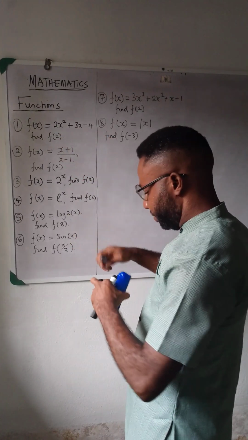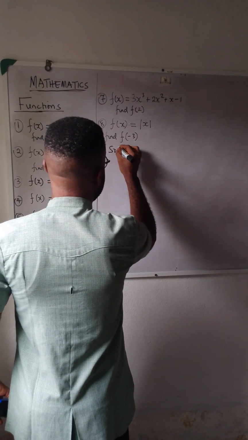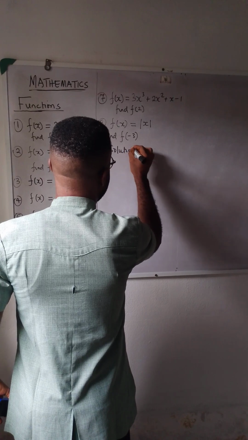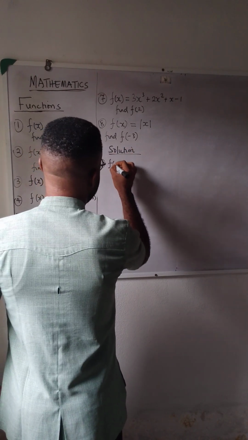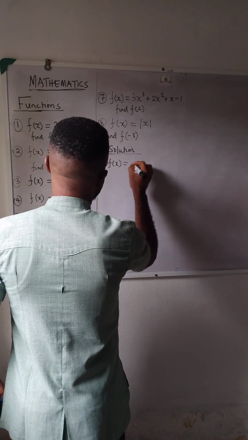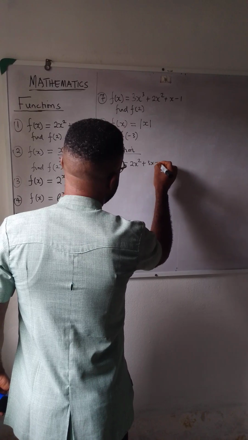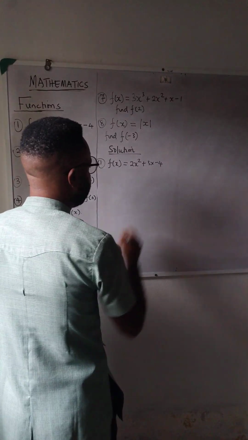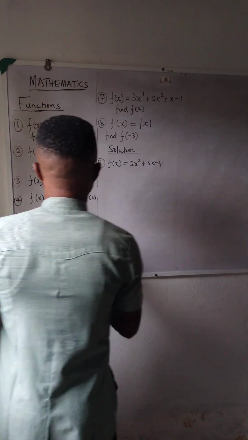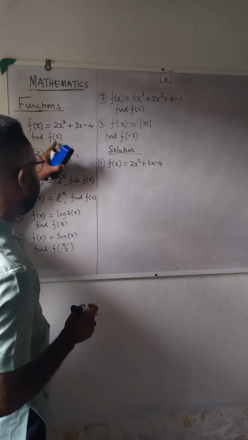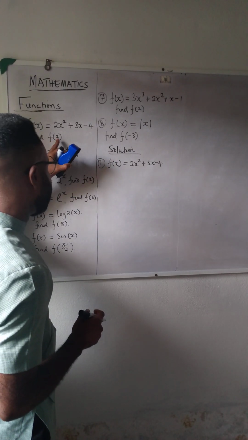Now let's solve question number 1. So we have the solution. For question number 1, we have that f of x is equal to 2x squared plus 3x minus 4. This is a quadratic function. So we are asked to find f of 2, which means in this case, x will now be 2.